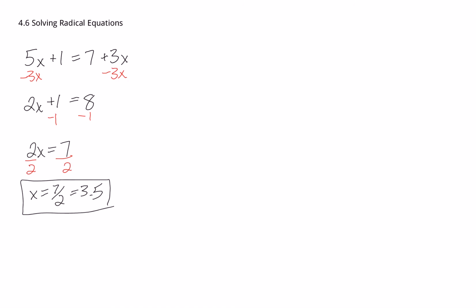Okay, so that means if we took that 3.5 and plugged it back in the original, both sides of the equation would be the exact same. When we're solving radical equations, they're going to look very similar, except there's going to be a square root involved. So if we do this example first, you can see we have a square root in the equation. What we need to do in order to solve these, just like before, we want to isolate the x, but before we do that, we need to get the square root by itself on one side of the equation.